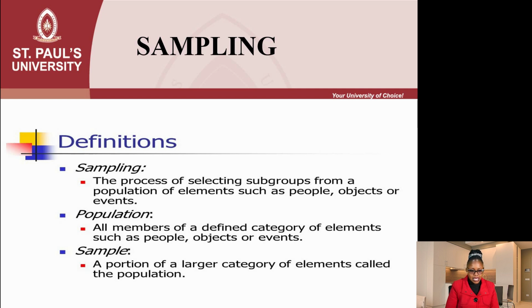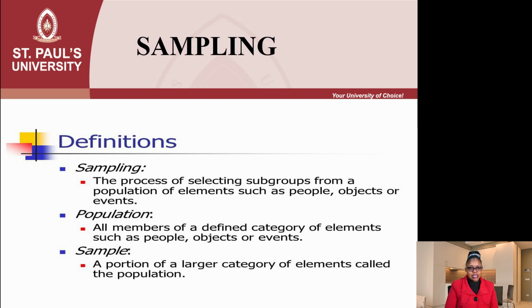Population, of course, is all members of a defined category of elements, such as people, objects, or events. And for a population, we normally say that it has to be affected by that particular phenomenon that you are researching on. These are people who have got the information or they have been affected by what is happening. And then, of course, a sample is a portion of a larger category of elements.